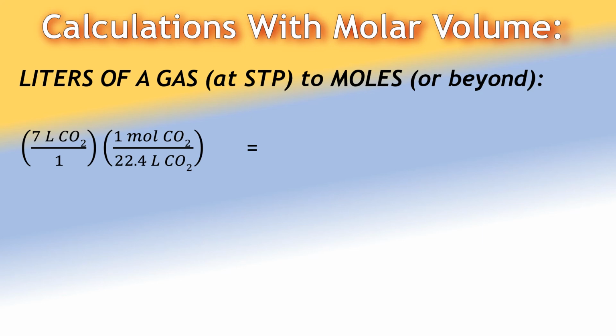So here we have liters of a gas. Let's say we have 7 liters of CO2, and we write it as a fraction as always. And we just take the molar volume and we put the liter part on the bottom, 22.4 liters, and we put the mole part on the top. The liters will cancel. It should be obvious that we're just going to divide. So 7 divided by 22.4 gives us this number, 0.3125 moles of CO2.